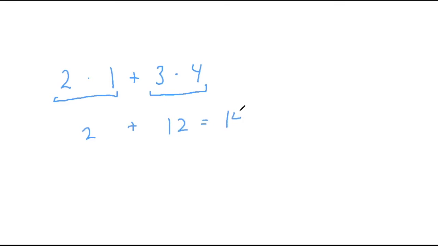And so let's try a practice problem. Let's do 2 plus 1 times 3 times 4. Using PEMDAS, you know that multiplication comes before addition. So you would do this section first, and then you'd add. So it'd be 2 plus 3 times 4, which is 12, and that's equal to 14.